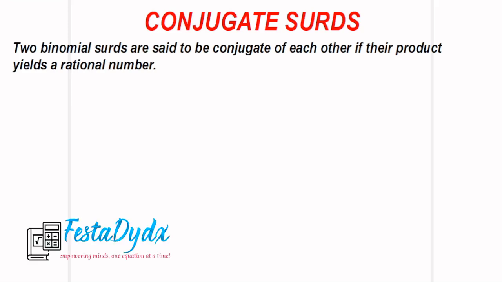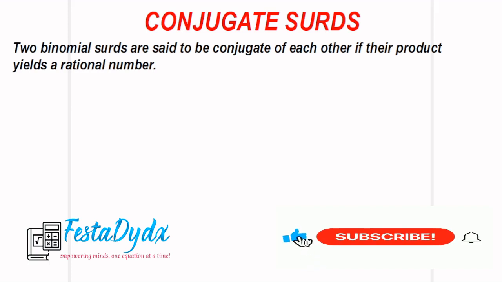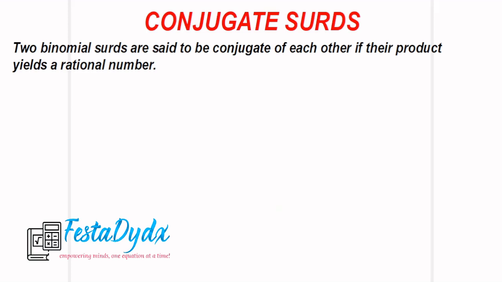We are still on the topic surd, but today we'll be looking at the subtopic conjugate surds. If you're joining us for the first time, we've worked on other subtopics of surd like the reduction of surd to basic form, expressing surd as a single surd, addition and subtraction of surd, multiplication and division of surd, rationalizing the denominator of surd, and surds in brackets.